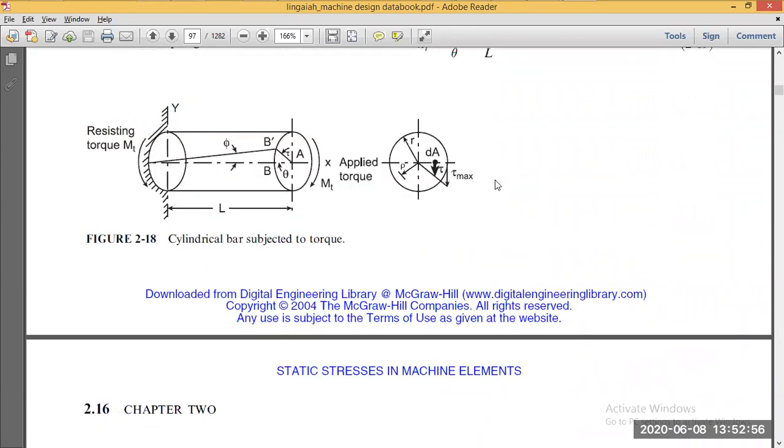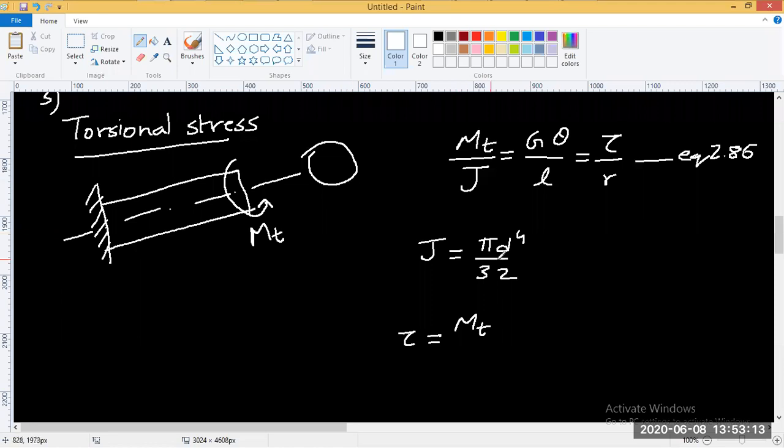Okay, it's here. Check it out here. This r is nothing but the distance from the center to that elemental portion. It's just the same thing. So Mt by J into r. So that's how you extract the shear stress.